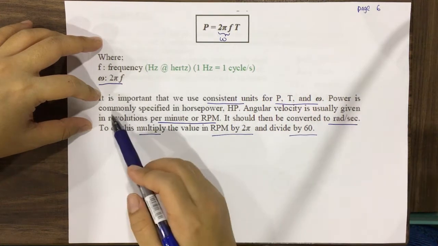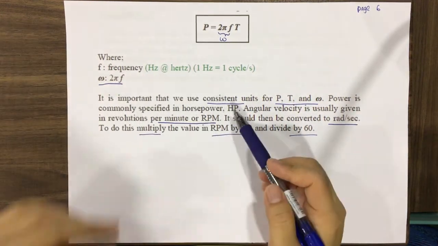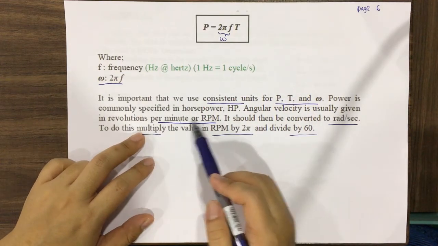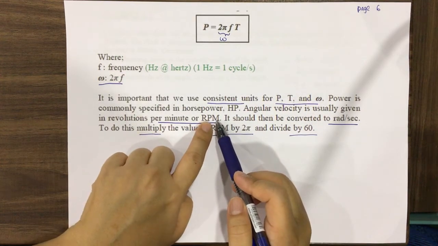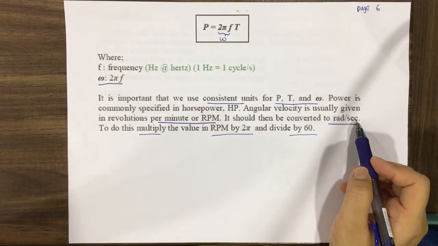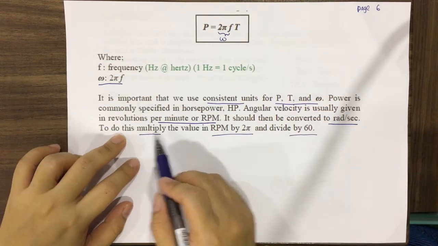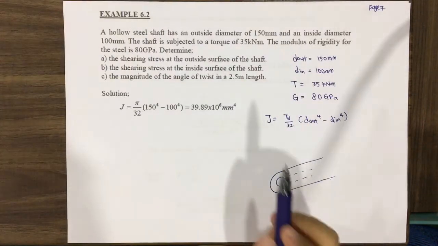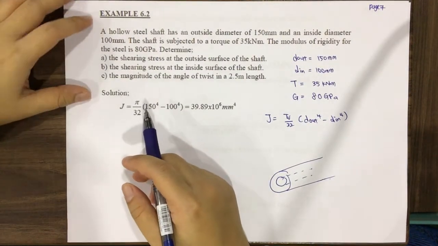The power is commonly specified in horsepower, HP. Angular velocity, W, is given in revolutions per minute, RPM. If provided in RPM, then we need to convert it to radians per second. To do it, you convert from RPM times 2 pi over 60. Okay, so now we go for the examples.